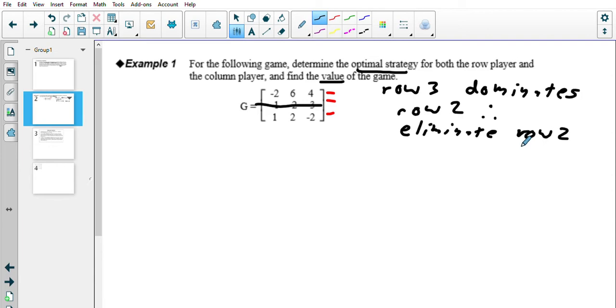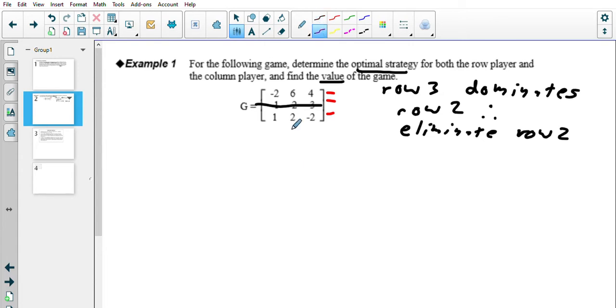The part that's tricky about the columns is that we need to think about what's best for the column player. So it's kind of like the opposite. Remember, all the outcomes are relative to the row player. So what's good for the row player is bad for the column player, and what's bad for the row player is good for the column player, right? So we actually want to pick the column that has the most negative outcomes. If we have higher outcomes, that's actually worse for the column player. So we wouldn't want to pick that one, right?